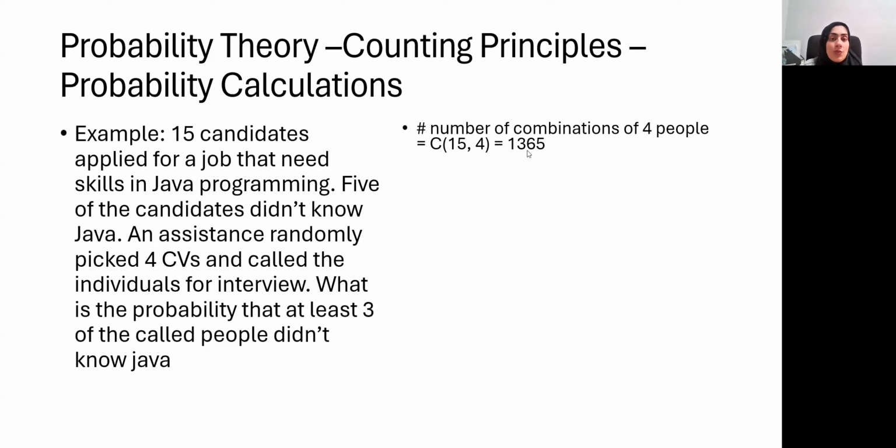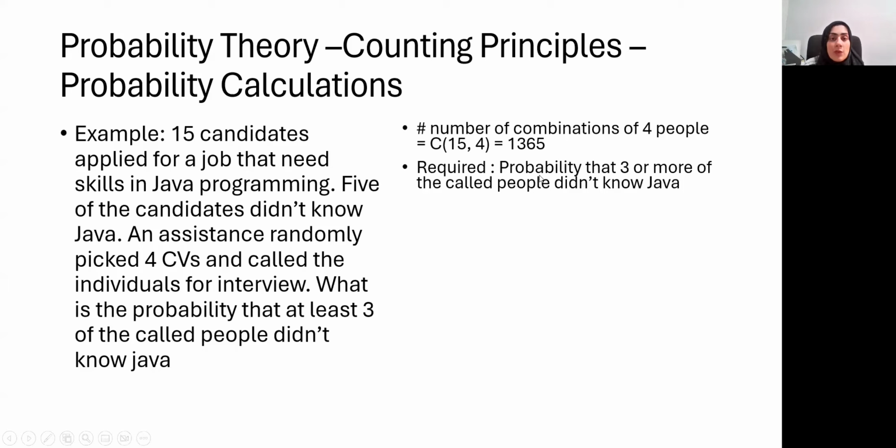Of course, we're using the same expression for the combination, which is n factorial divided by (n minus r) factorial into r factorial. You can recall the expression by going back. Then the required event is, we're interested in knowing the number of combinations which involve either 3 people who did not know Java, or all 4 of them who did not know Java. Because it says that it should be at least 3, which is 3 or more.